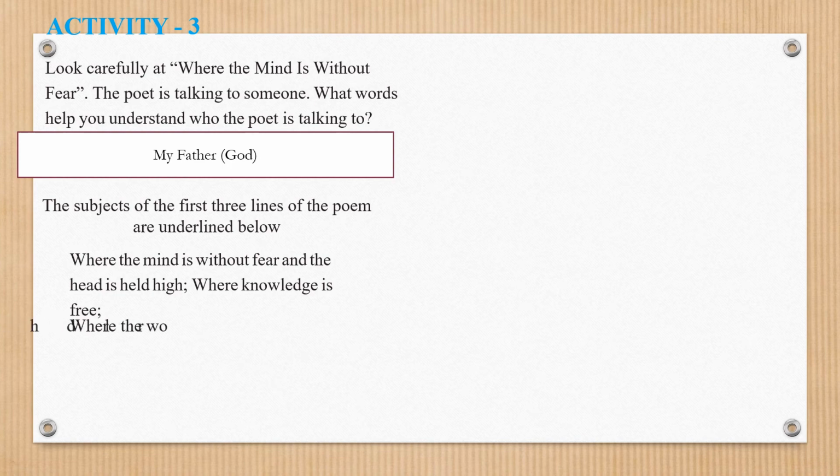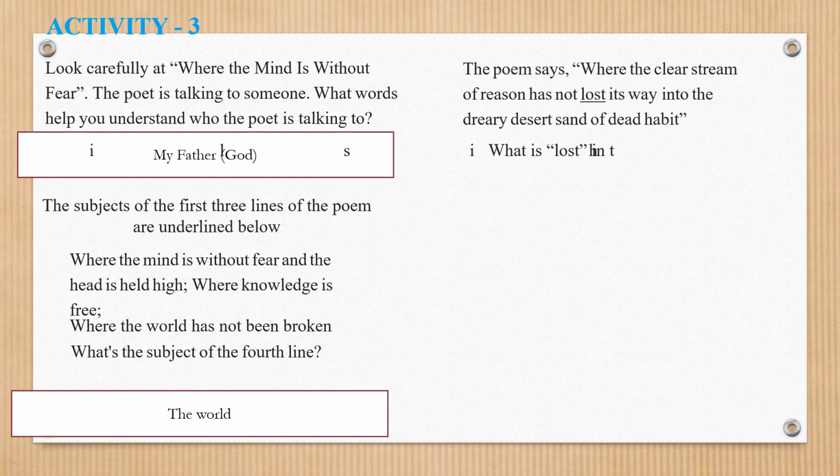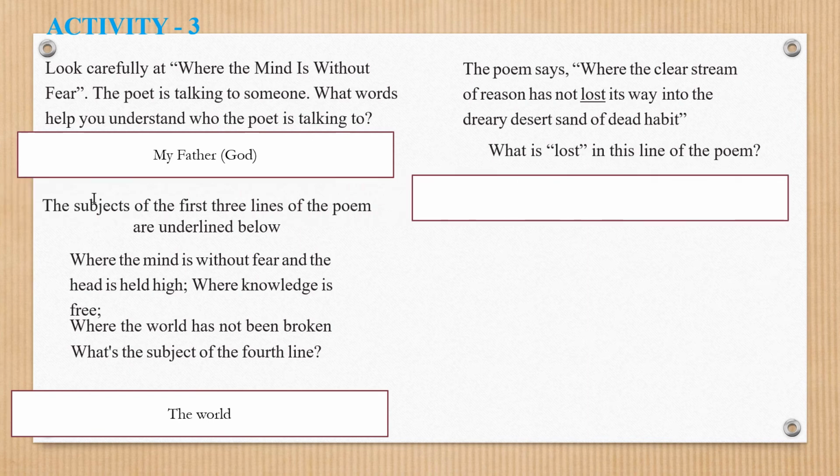So, where the world has not been broken. What is the subject of the fourth line? What has not been broken? The world. So, world is the subject. The poem says where the clear stream of reason has not lost its way into the dreary desert sand of dead habit. What is lost in this line of the poem? The lost means going to the incorrect path.